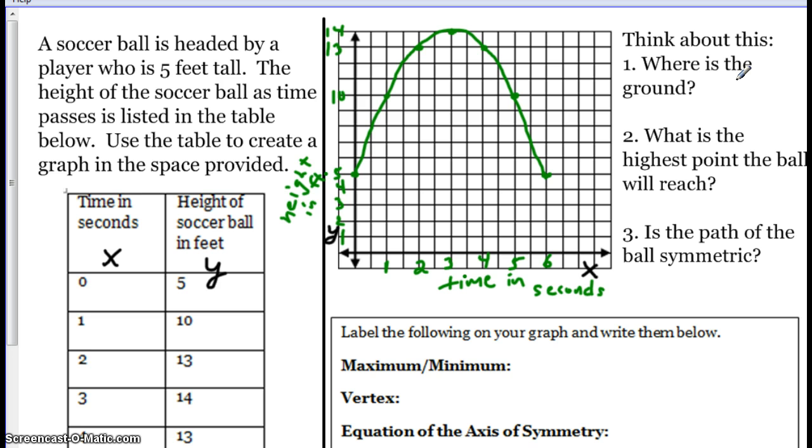So go ahead and try to think about these 3 questions, and then pause the video and answer those questions and bring it back.